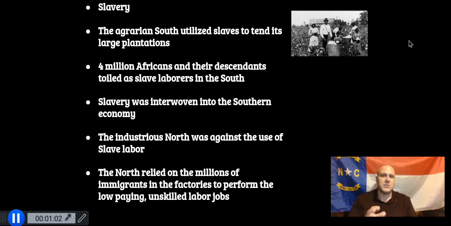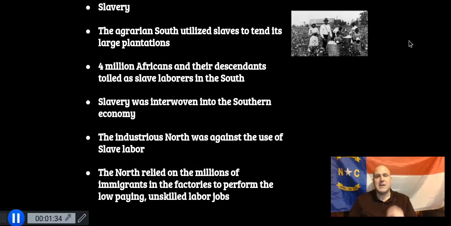Remember, the agrarian South used slaves from the early 1600s. By the time 1860 rolls around, there's over 4 million slaves in the South. Slavery was interwoven, hand in hand with the economy of the South. The industrious North, with small farms, factories, and lots of immigrants, didn't need any slaves. So that's why you have this big difference between the North and the South. The South relied heavily on slaves.